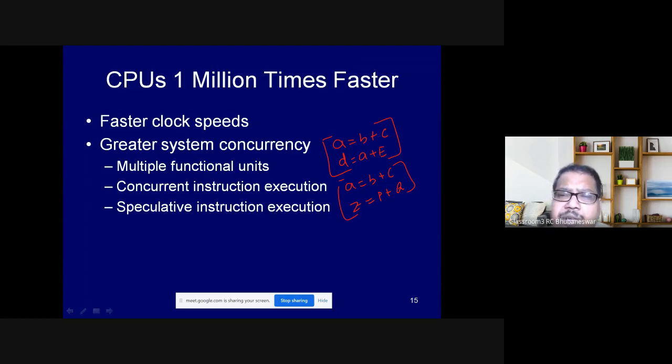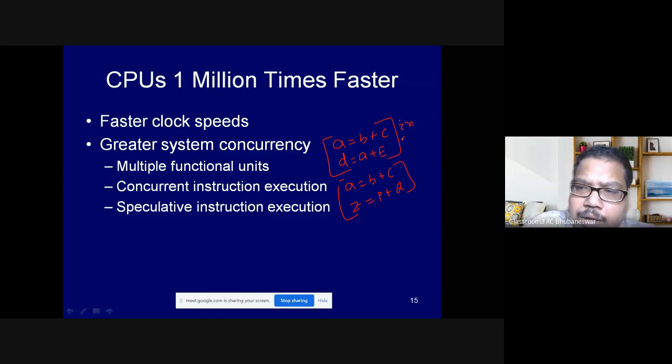Okay, so in the first one you can see there is a dependency from the first instruction to the second instruction. If I am not executing the first one, the second one cannot be executed. So that's why this instruction sequence cannot be changed. This is in-order execution. So the first example goes for in-order execution, and the second example can possibly go for out-of-order.